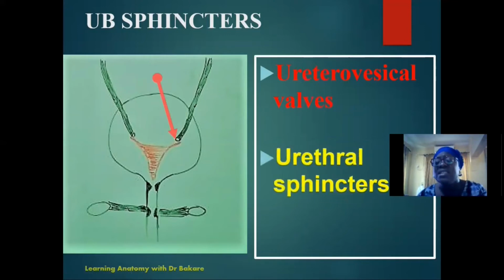Then the next one is the urethral sphincter. The urethral sphincter is the sphincter of the urethra, and this is the urethra. So they also have a number of sphincters that help to guide or direct flow downwards. And also they help to prevent the backflow of urine into the urinary bladder. And this is the urethral sphincter. So we'll take the valves and the sphincters one after the other to see what they present.